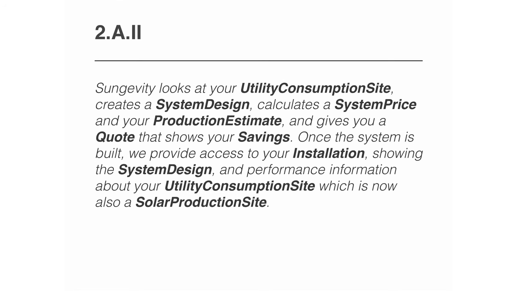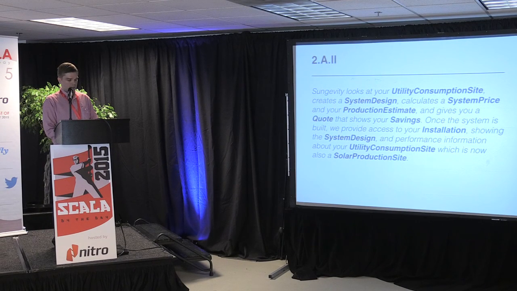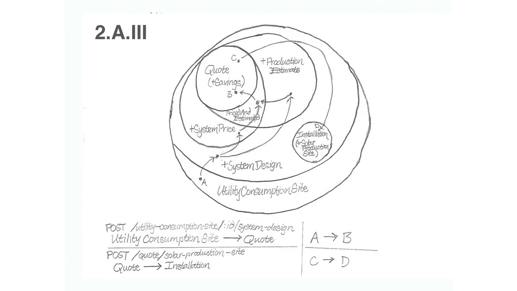I'm just going to camel case some nouns and use these as the primitives of building up our domain and some of the products. So Sungevity looks at your utility consumption site, creates a system design, calculates a system price and your production estimate, and gives you a quote that shows your savings. Then we provide you access to installation, showing a system design and performance information about your utility consumption site, which is now also a solar production site. So we can just imagine these as the domain core models in our system.